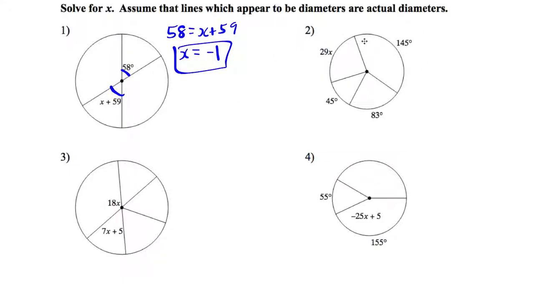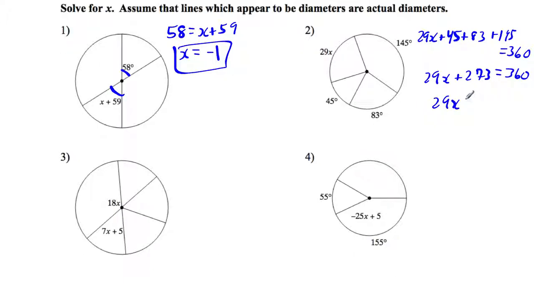Over here, we know that these angles add up to 360. So 29x plus 45 plus 83 plus 145 equals 360. So the 45 plus 83 plus 145 equals 273. So we get 29x plus 273 equals 360. And then we do 360 minus the 273 to get 87. So 29x is equal to 87. And so we get that x is equal to 3.